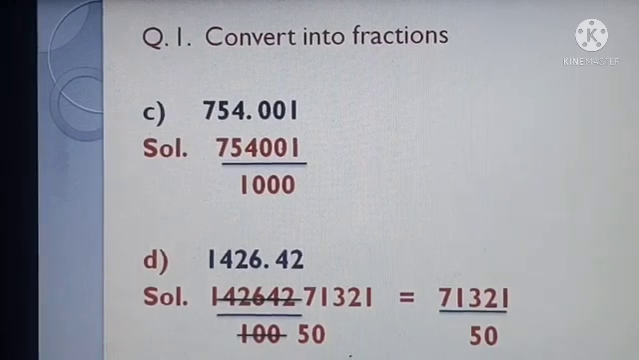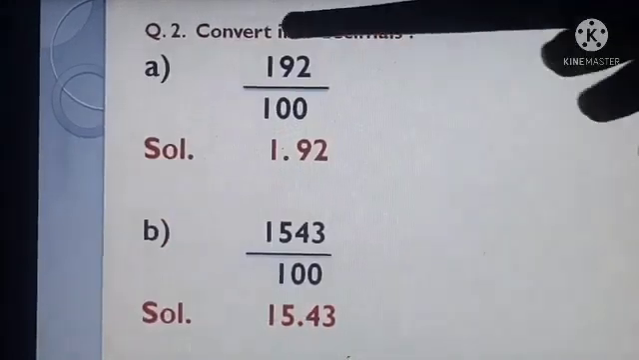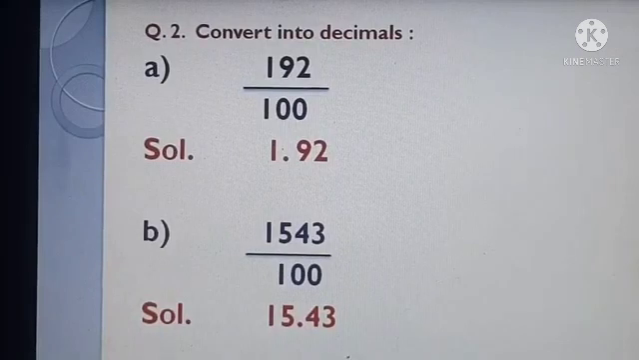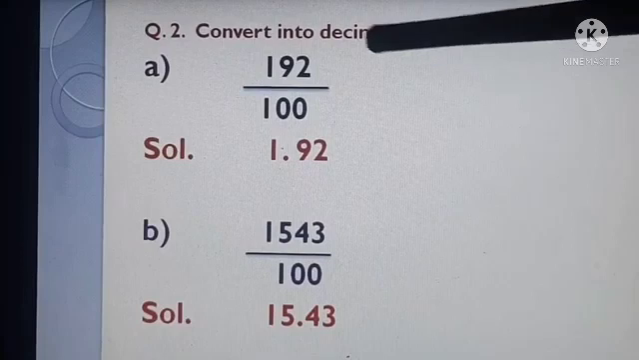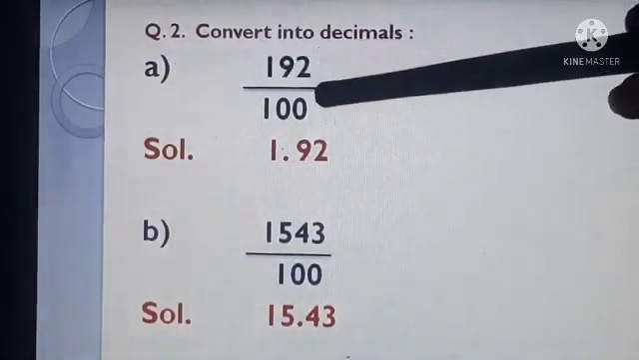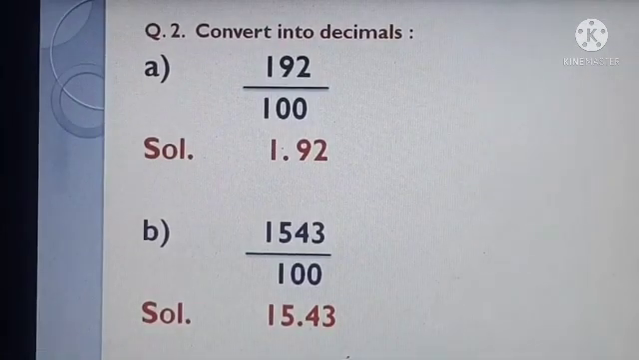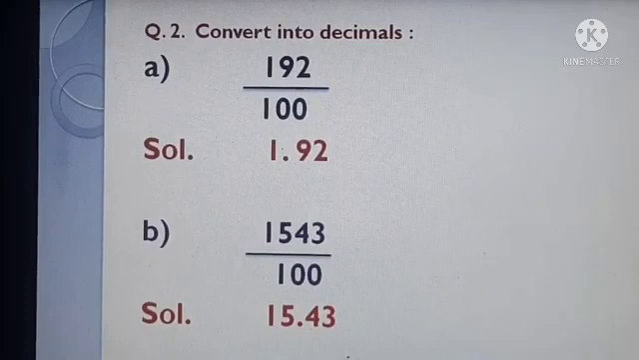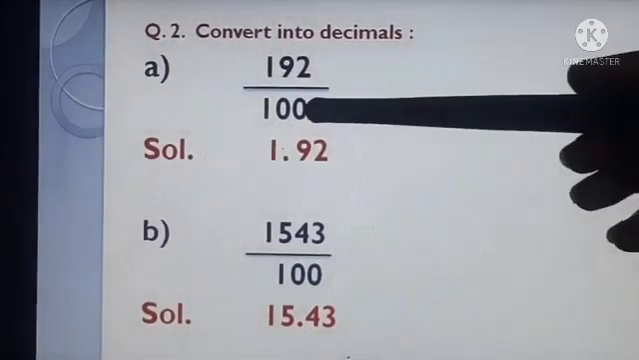If the fractional number is not in the lowest form, then you have to convert it into lowest form also. Now question number 2, convert into decimals. Now fractions are given and we have to write them in the form of decimals. A part: 192 upon 100. Now this is the reverse of the previous question. The first step for solving it is to count the number of zeros following 1 in the denominator. So count the zeros in the denominator: 1 and 2.